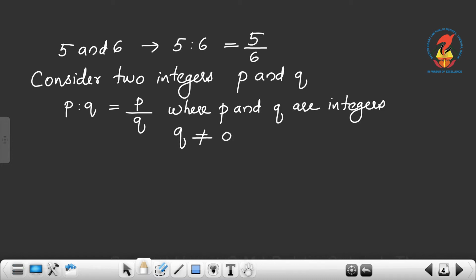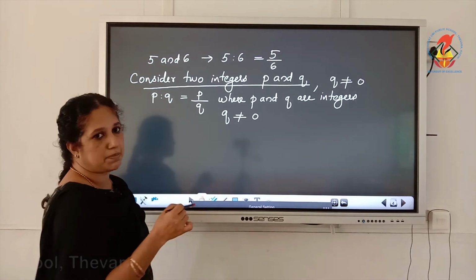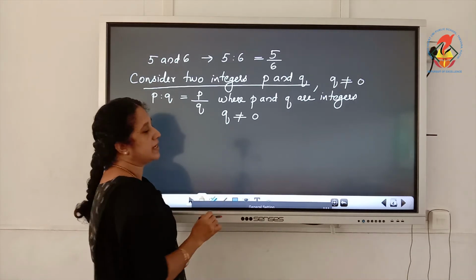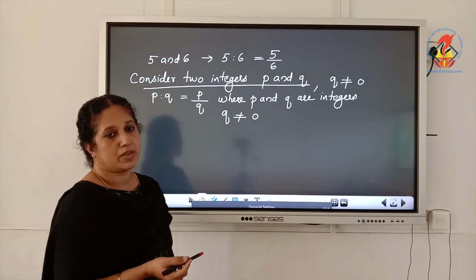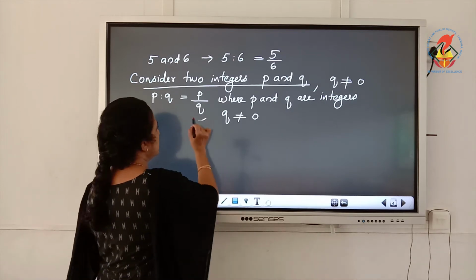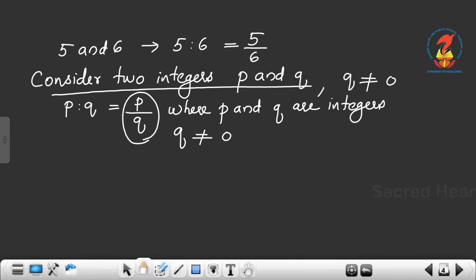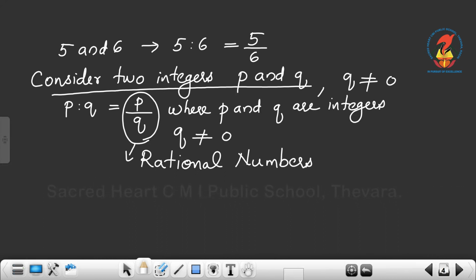We have to consider two integers P and Q, and Q should not be equal to 0. Now find the ratio of these two integers P is to Q. P is to Q can be written as P by Q, and P and Q are integers and Q is not equal to 0. So the numbers which are expressed in this form are called rational numbers. Numbers which are expressed in a P by Q form are called rational numbers.